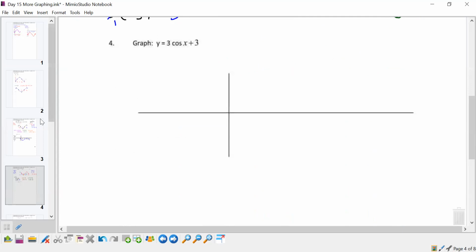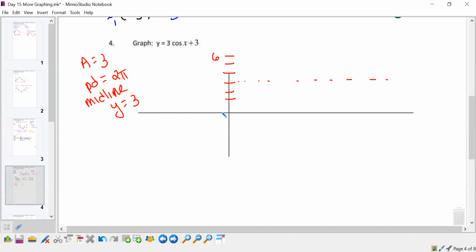All right, number 4. The amplitude is 3. The period is 2 pi. There's a b value of 1. And the midline is at y equals 3. I'm going to go up 3 for the amplitude and down 3 for the amplitude. No period change or horizontal shift, so I use my quadrantal angles.